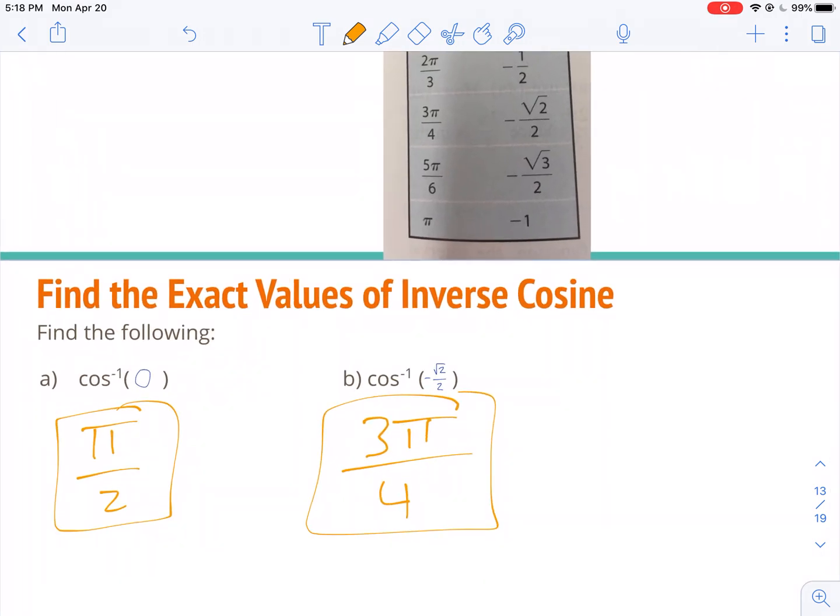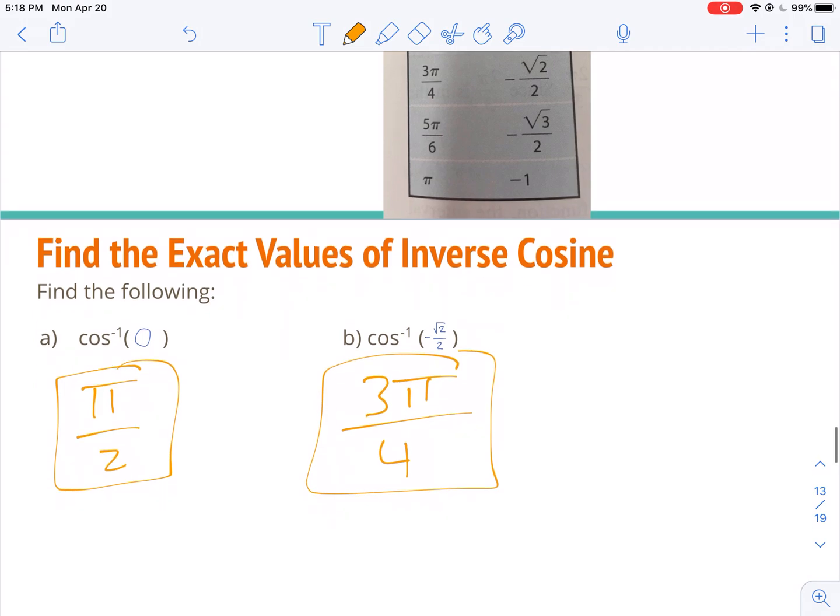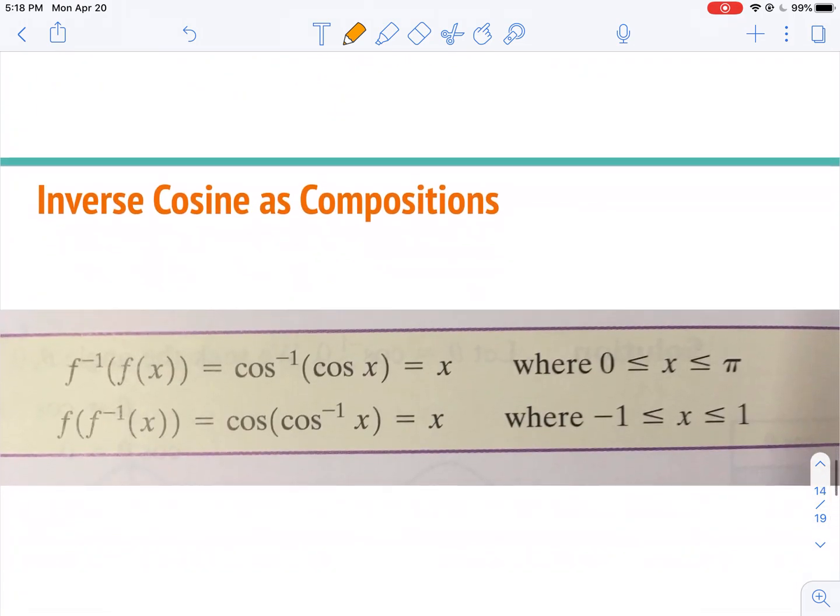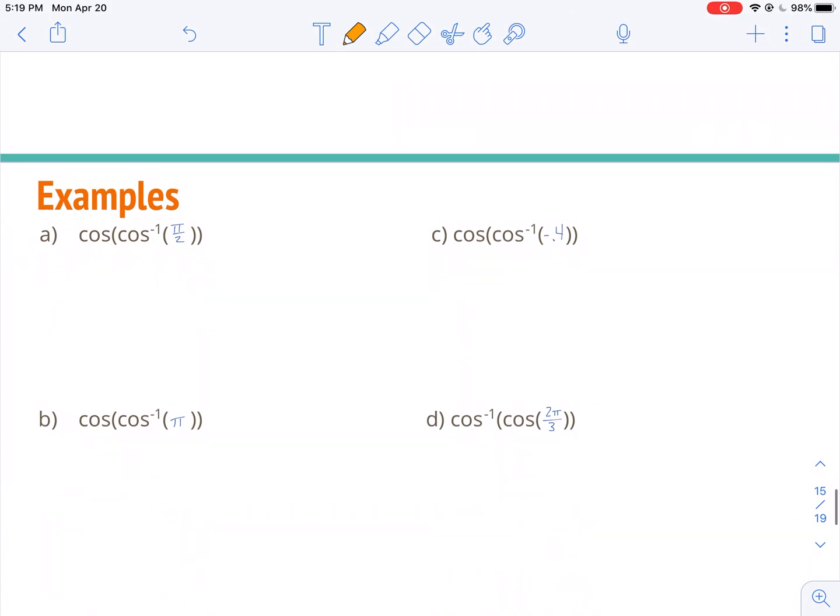And that's all I need to know, especially the unit circle angles. These are pretty straightforward. And we have those same rules for the cosine inverse of the cosine of x is equal to x as long as x is between 0 and pi. And then the cosine of the cosine inverse of x is equal to x, where negative 1 is less than x, which is less than 1. So it's going to fall in between these values. So let's go ahead and look at that.